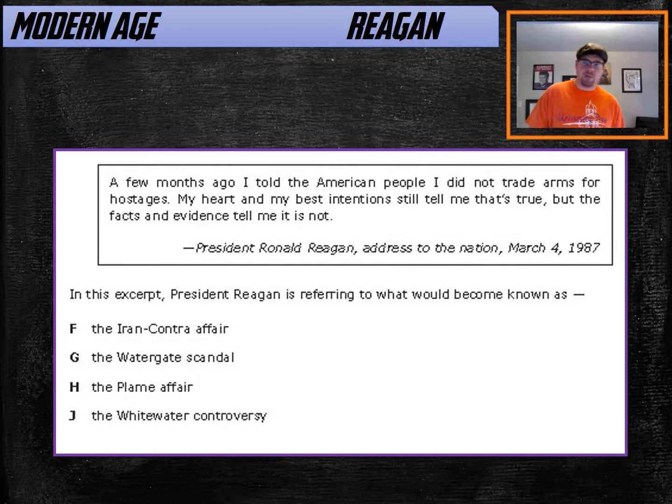Congress says you can't support the Contra rebels in Nicaragua. The Reagan administration sells weapons to Iran in order to raise the money that Congress said you couldn't have to then give to the Contra rebels. If you understand those two things, you should be okay.